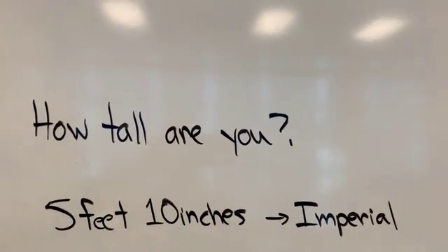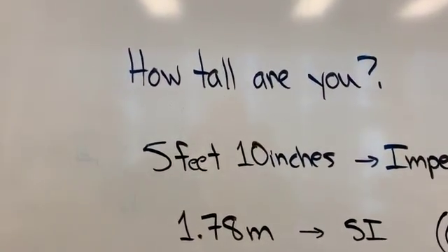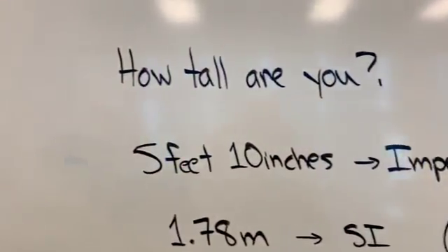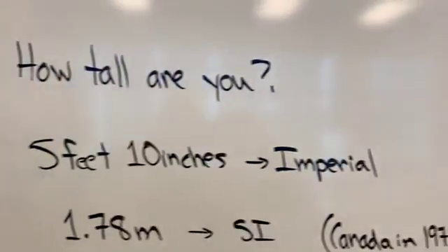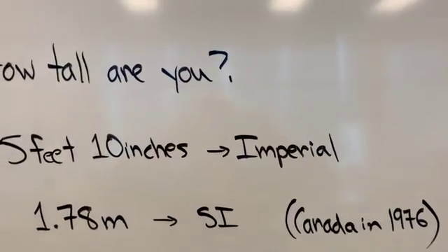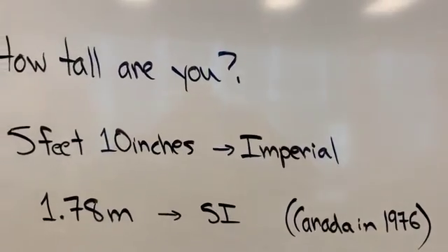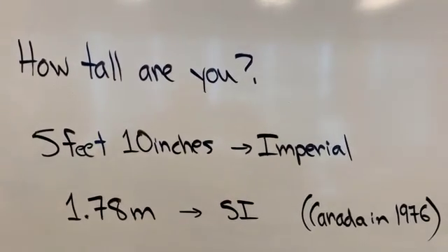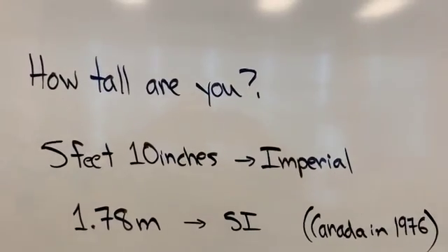If you ask somebody in Germany or somewhere in Europe how tall they are, they'll often say, oh, I'm 1.78 meters, or some other measurement in meters or centimeters, because SI units, standard international units, are used in more parts of the world. Canada adopted SI officially in 1976 when I was just a baby, but remnants of imperial still live on. If you drive across the border, you'll see the speed limit in Canada is 100 kilometers per hour, while it'll say 60 or 65 miles per hour in the US. The US is still very much using imperial.